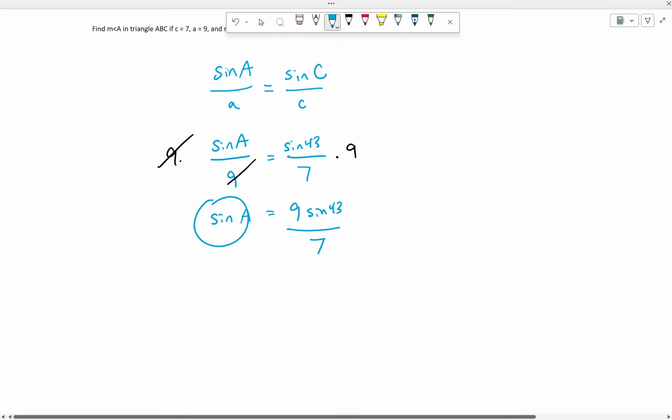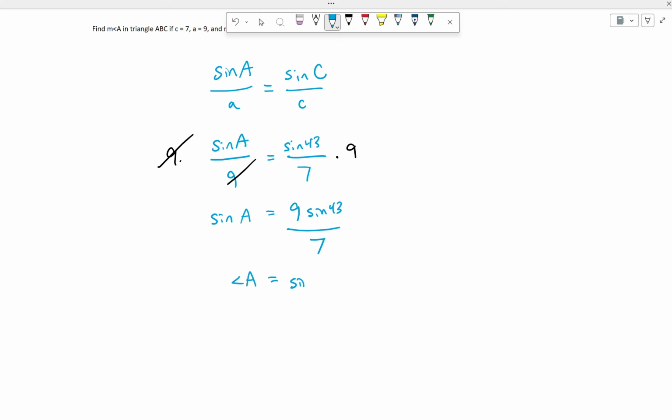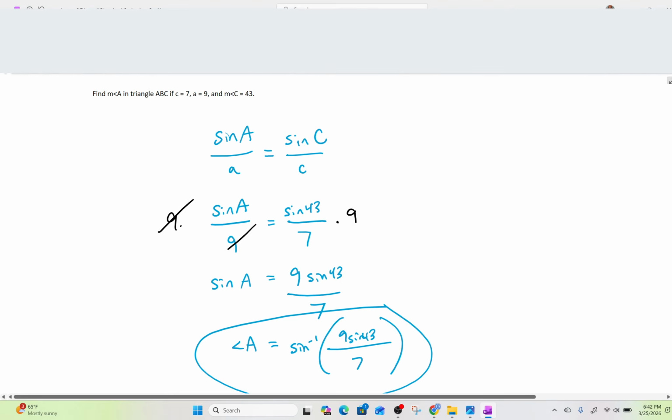And then I got to get rid of this. And of course, you guys know how just frustrated I get when you guys want to divide because we can't do that. In order to get rid of that sine on this side, we're going to have to take the inverse. So angle A is going to be equal to the inverse sine of this entire fraction, 9 times the sine of 43, and that's going to be all over 7. All right? Let's go ahead and punch that into a calculator. It's a lot of stuff to punch in, okay? Should work, though. I'm going to go ahead and circle my exact answer.